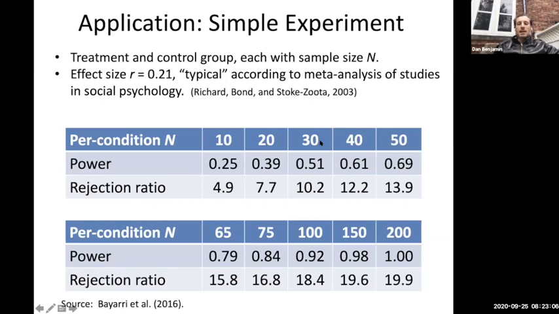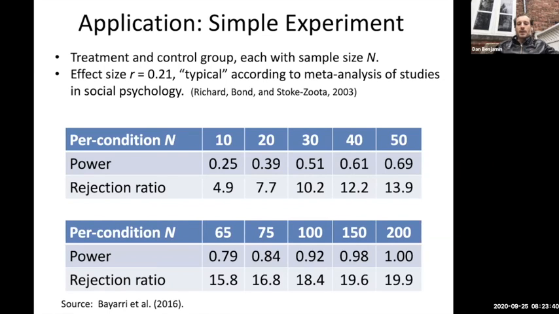30 is an interesting case because you often see, especially in older textbooks, a recommendation that experiments have at least 30 people in each condition. In that case, power is 50%, and the rejection ratio is about 10. Another interesting entry in this table, I think, is 65 people per condition, because that's what you need for 80% power, which is often considered a threshold for adequate power.